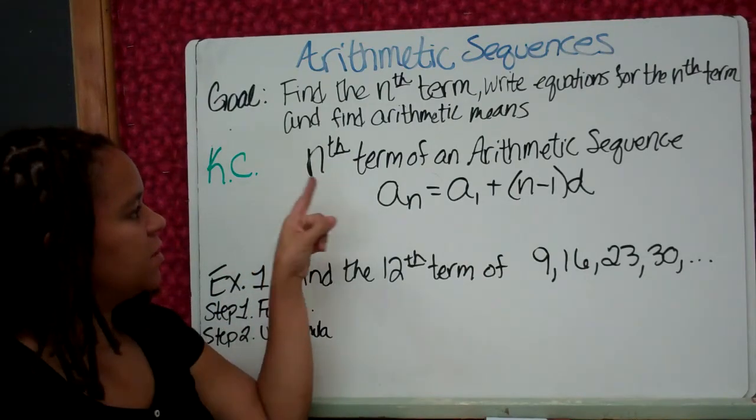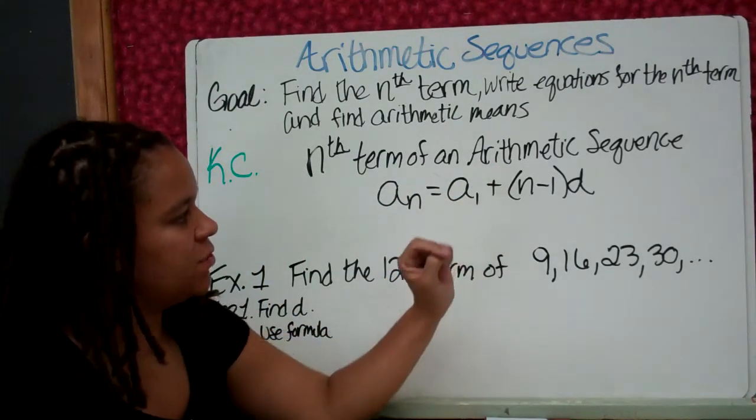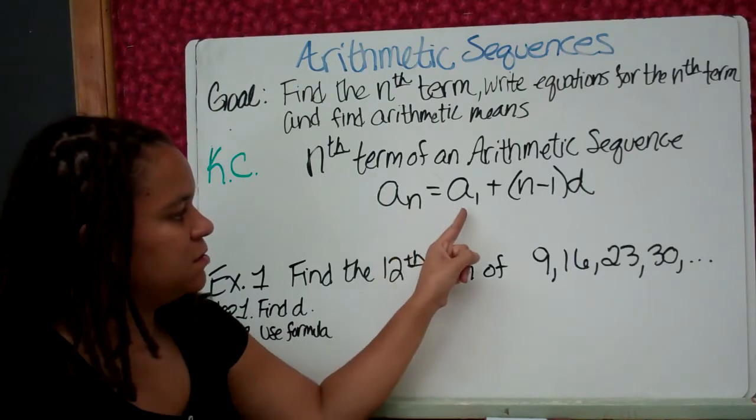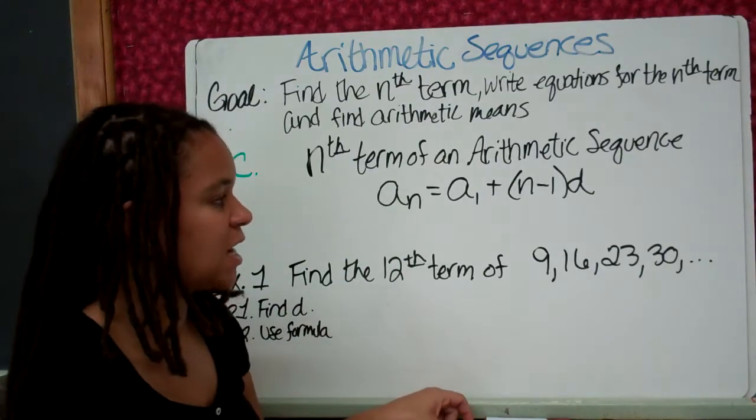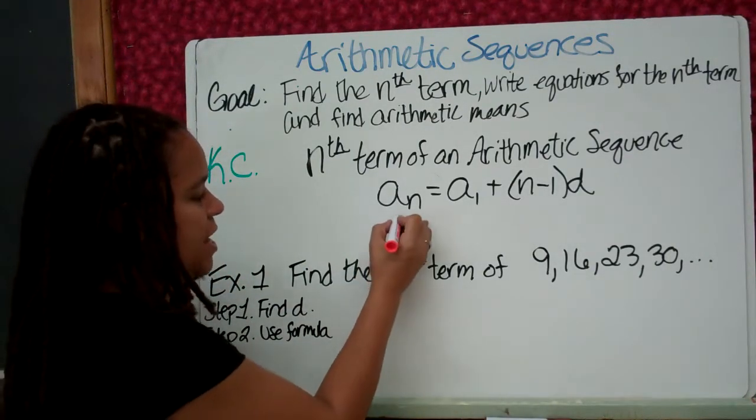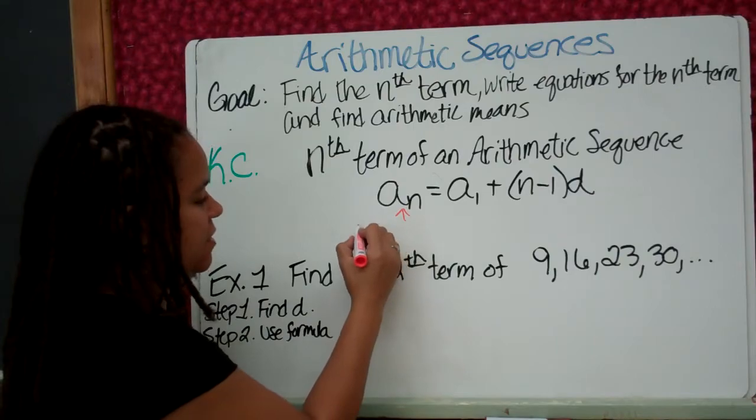So our key concept here: the nth term of an arithmetic sequence is a sub n is equal to the first term plus n minus 1 times d, which is of course the common difference. So the a sub n here means the nth term.